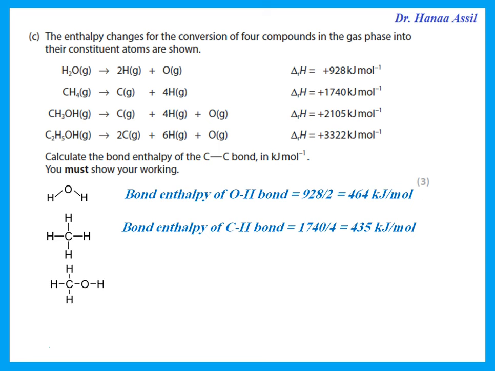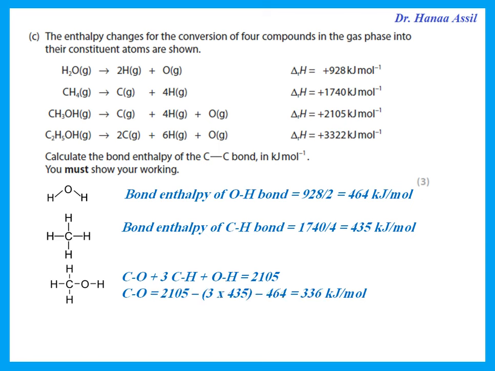Then the third equation is giving me the delta H for breaking up of methanol. Well, that means that I'm breaking 1 CO bond, 3 CH bonds, 1 OH bond. That is the delta H that I have. So from all of that, I can get the CO. The CO will be the delta H that we have minus, we already got the bond enthalpy for each CH bond. We have 3 of them. And we already got the bond enthalpy for the OH bond. That gives me the bond enthalpy for the CO bond.